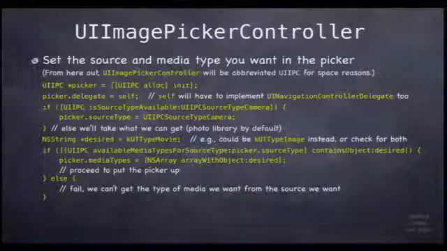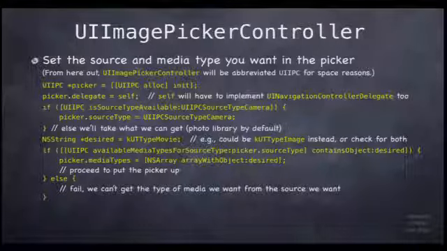And then I'm going to say that I want a movie. I only want a movie. So I'm going to check the available media types to see if it contains the object movie, kUTTypeMovie. And if it is, I'm going to set my picker's media types to be an array with just that one object in it. If not, I'm going to fail. So I'm going to put up an alert or something that said, couldn't capture movie, because that's obviously I'm going for the movie from the camera here.